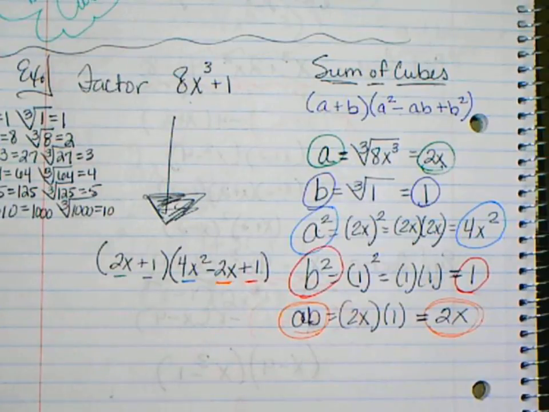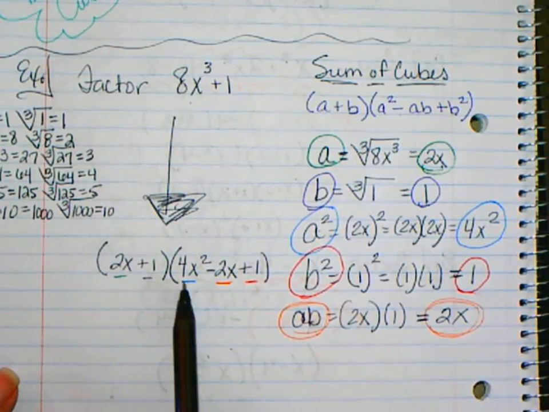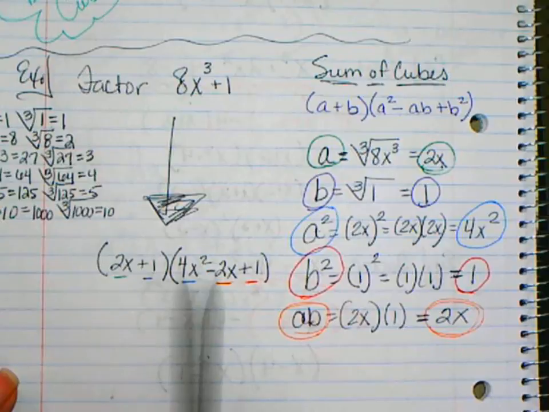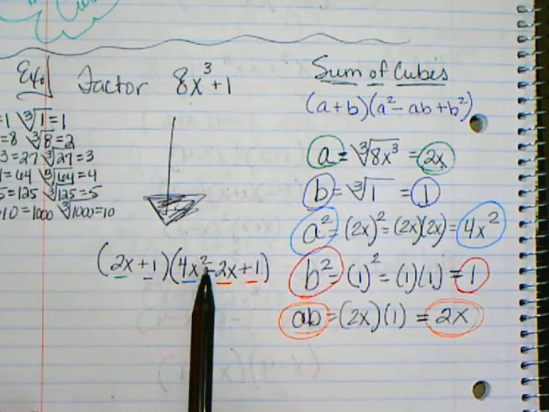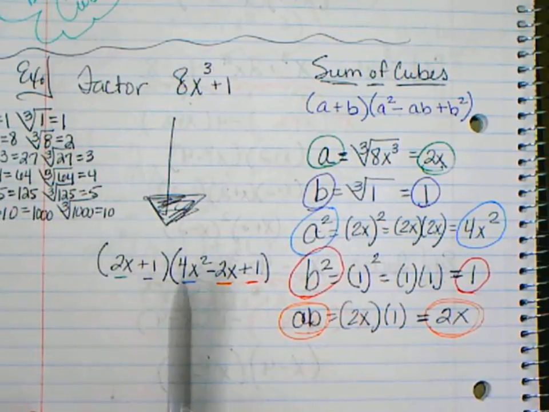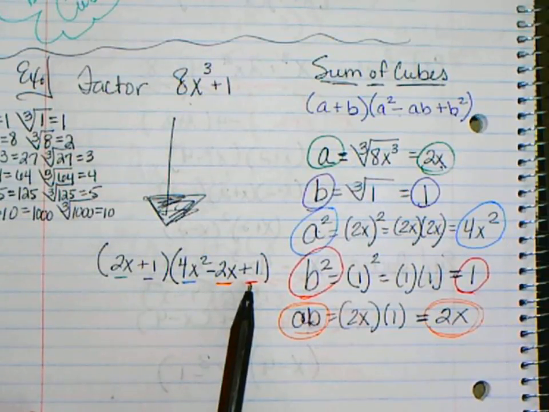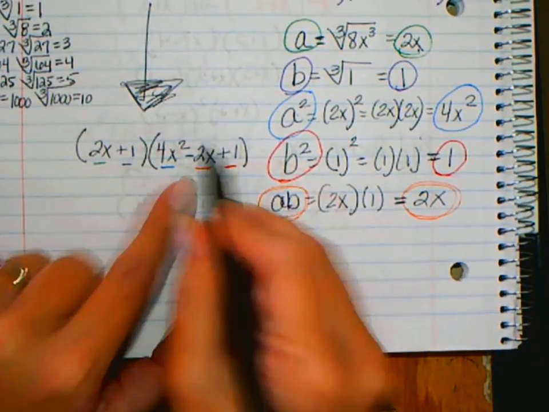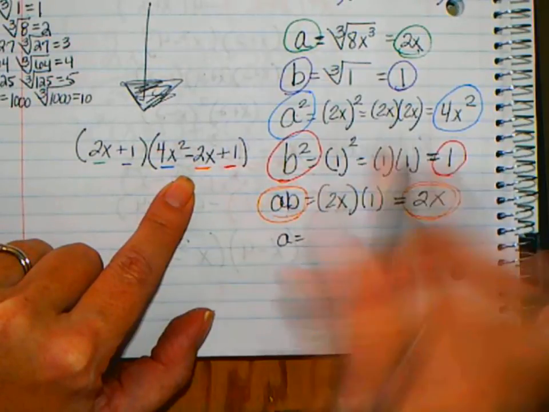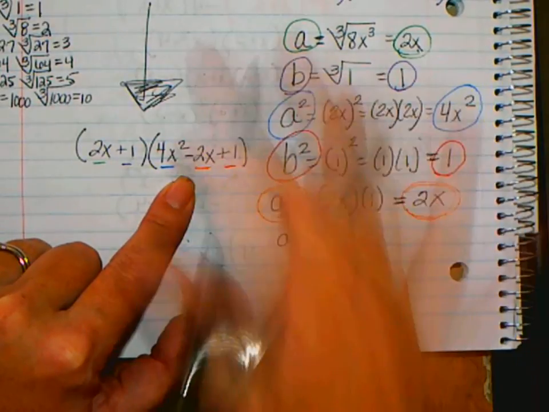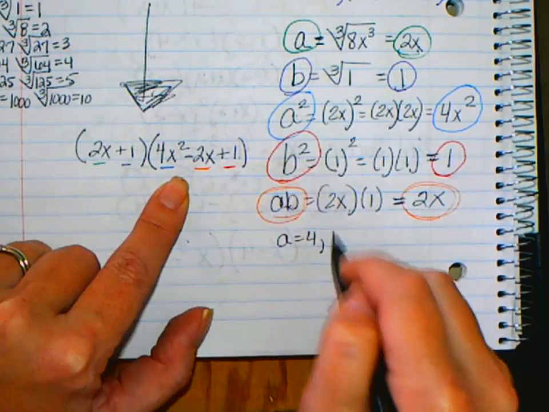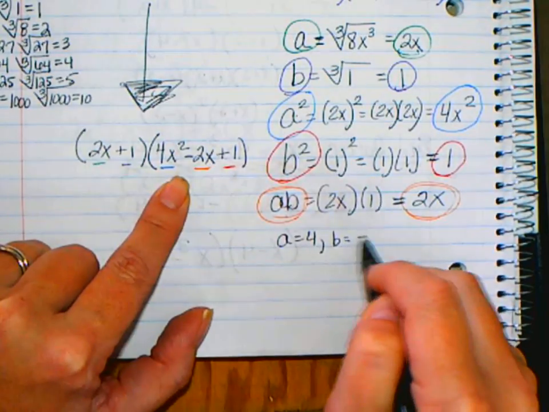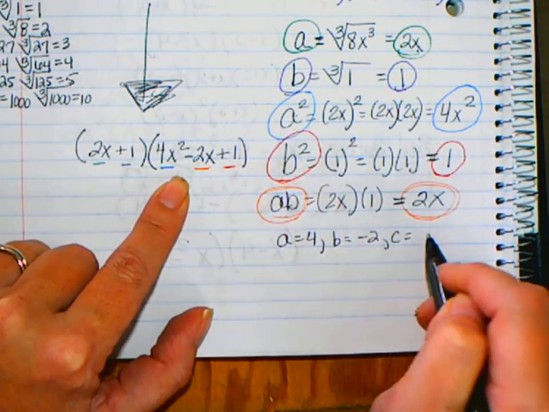Now, what you should be thinking is, but Ms. Rayleigh, this second set of parentheses, that's a quadratic. And a lot of times we can factor a quadratic, right? So this may be able to be factored further. So we should probably check it. Even if you only check it in your head, in this quadratic, what is A? And we're not talking about the cubic. The A's and B's from the cubic are different than the quadratic. 4. What is B? Negative 2, and C is 1.